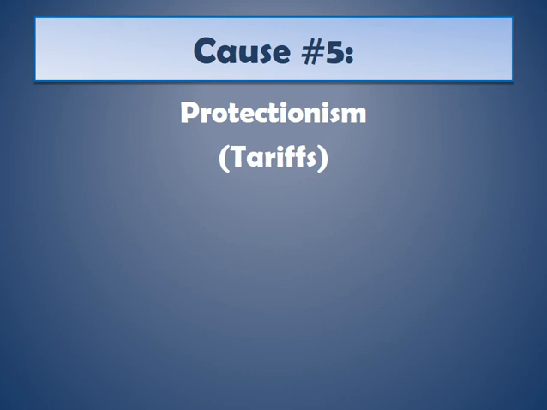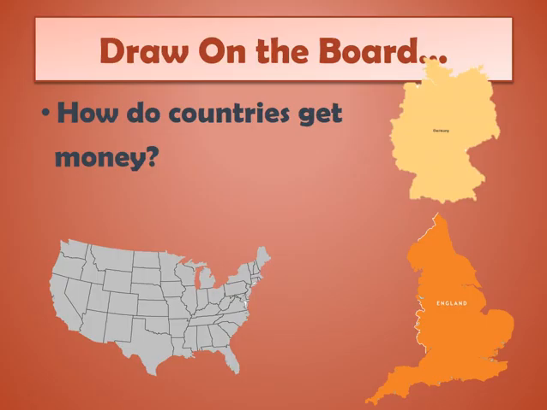Cause number 5 of the Great Depression is what is known as protectionism or tariffs. So one of the things that we have to look at is, how do countries get money? If I'm Germany or the United States or England, how do I get money? You guessed it, by trade. Germany gets money by selling things to the United States. United States gets money by selling things to Germany. Same thing with England. We all get money by selling stuff to each other.